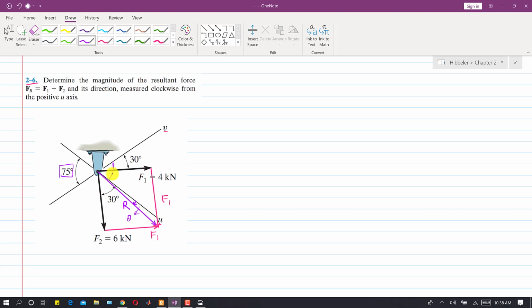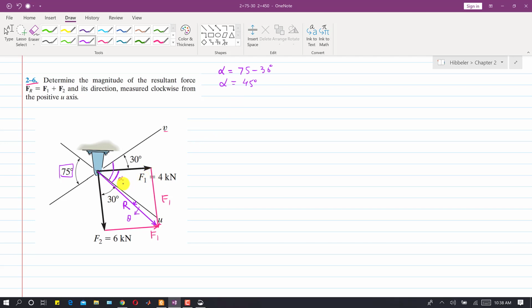So if this is 75, then let's suppose this is some angle. What will be this angle? Let's suppose that this angle is alpha. So alpha will be equal to 75 minus 30 degrees, right? So this will become 45 degrees. So the angle between F1 and the u-axis is 45 degrees. We have determined this, right? So this is 45 degrees.